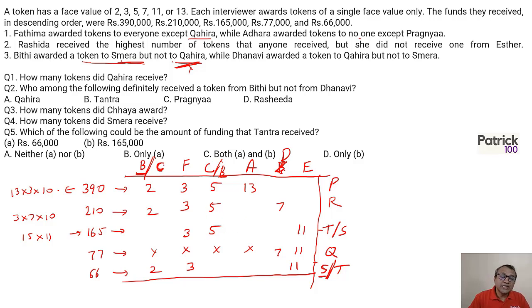So other possibility, C. If B is 5, then C becomes 2. And if B is 2, then C becomes 5. Same way out here. If S is 165, T will be 66. If S is 66, T will be 165. 2 cases. So now we come to the question: How many tokens did Q receive? So Q received 2 tokens. So we got 2 as the answer.